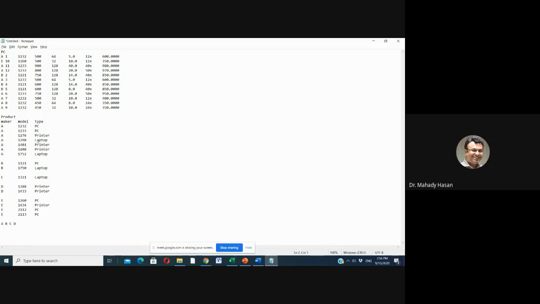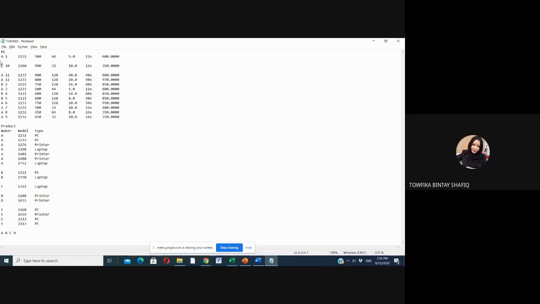So A has one model. Here we found 1233. Oh, sorry. Why is E missing, right? E has only one model here. This is the only model belonging to E, 1260 PC. This E is only producing the PC.